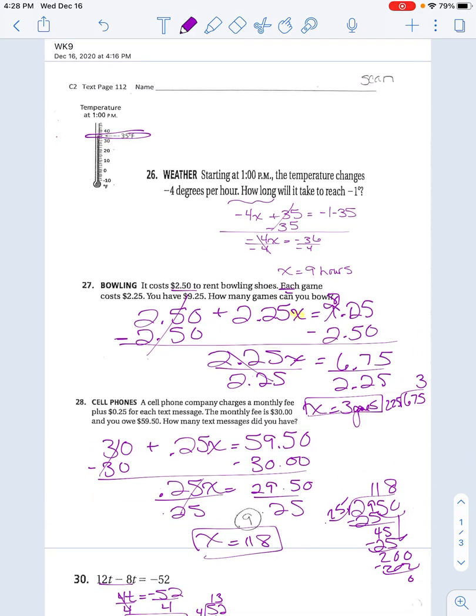Okay, so that was worksheet 9. You are now supposed to go back into Canvas, page 112. There is a link. You're going to do numbers 18 through 25. Please let me know if you have any questions.